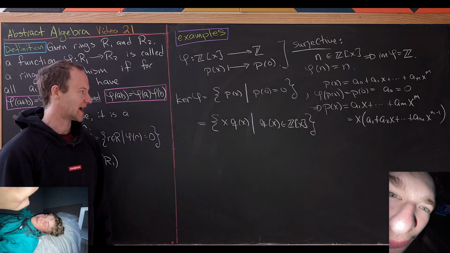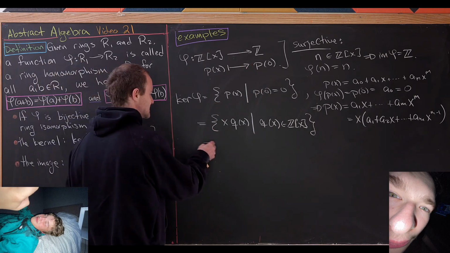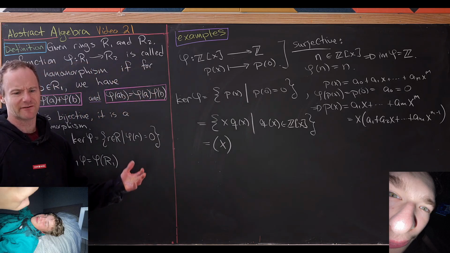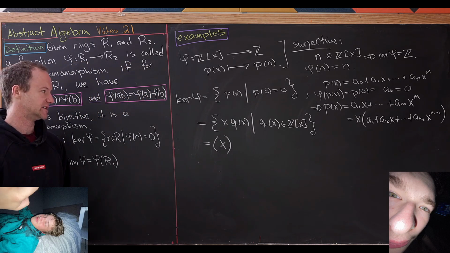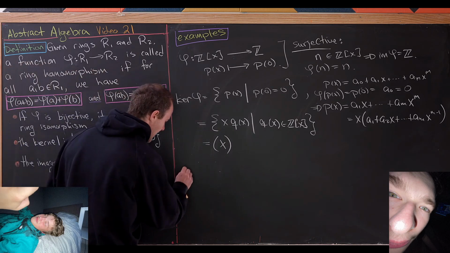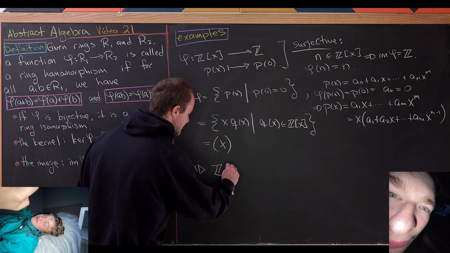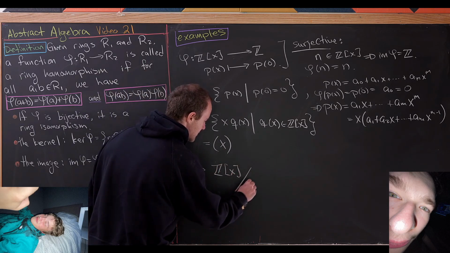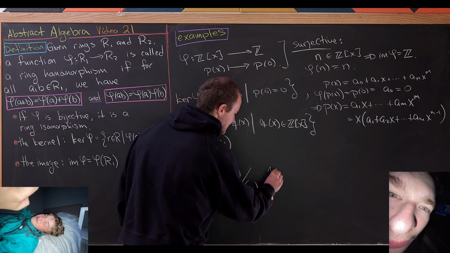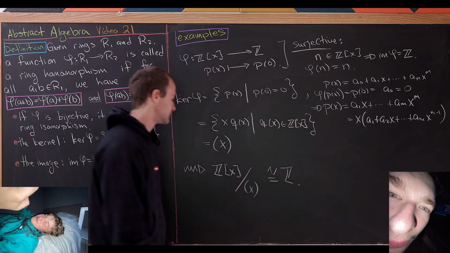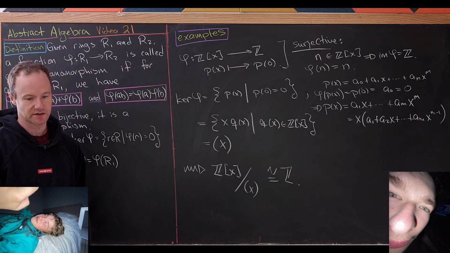So that's by that side calculation. But let's notice that that is exactly the principal ideal generated by x, based off of our earlier study of principal ideals. And now applying the first isomorphism theorem for rings, that tells us that Z adjoin x mod out by this principal ideal is indeed isomorphic to Z. Great, so that's our nice result here.